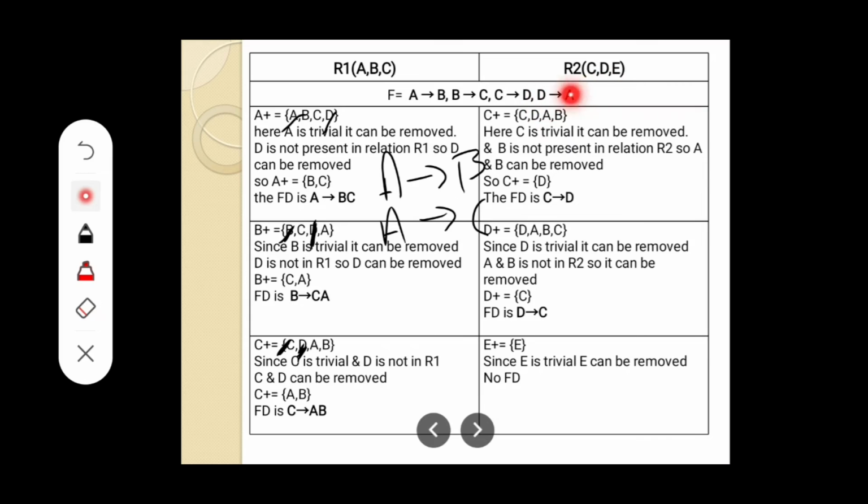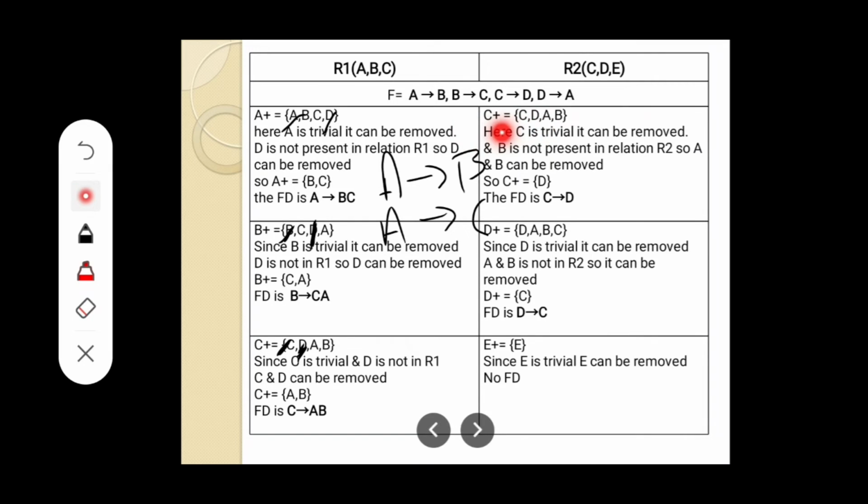CDE. For CDE also we have to derive functional dependencies like this. So for CDE, I have to find the closure of C, closure of D, closure of E, then CD closure, CE closure and DE closure. These are the things we have to find. Okay, we'll start.